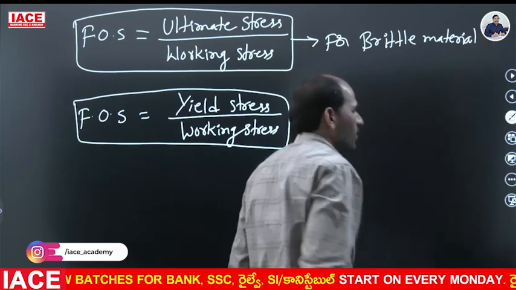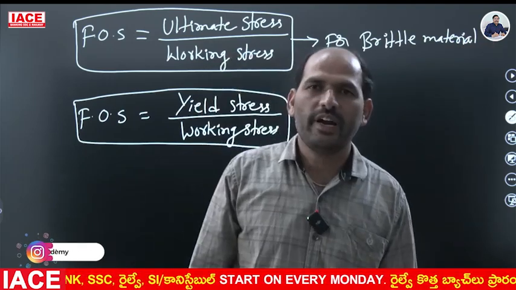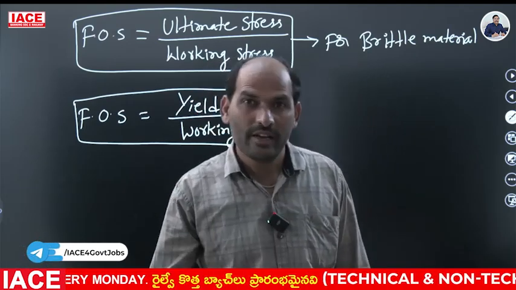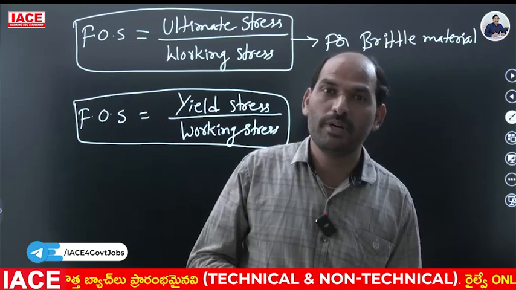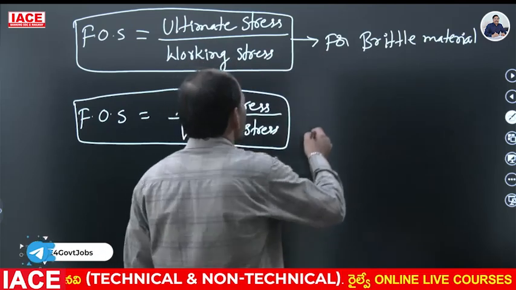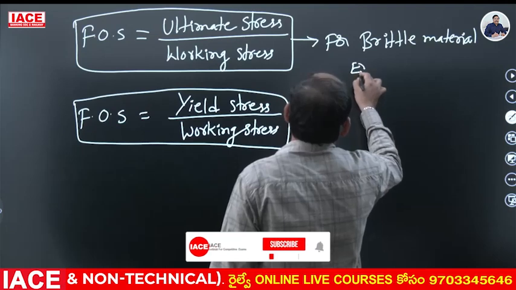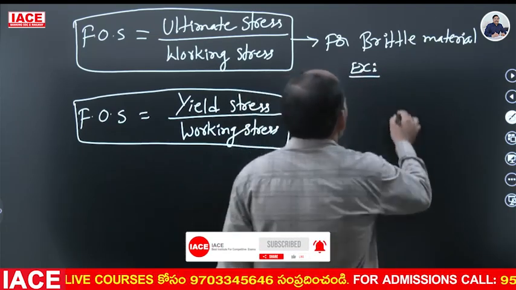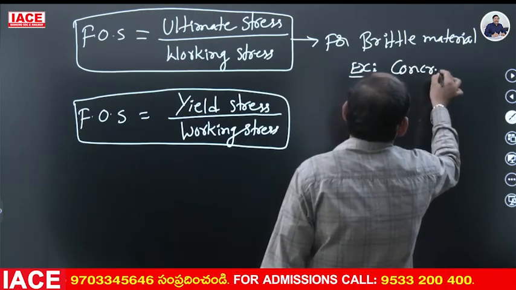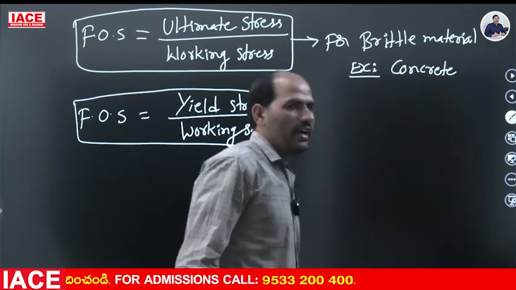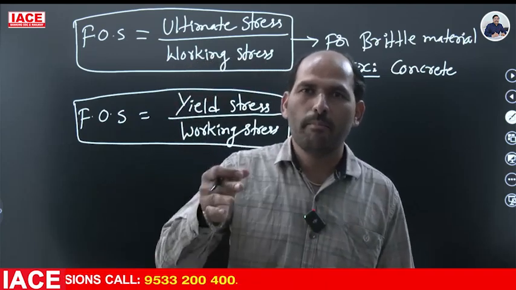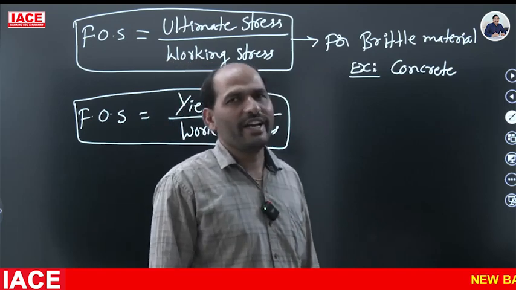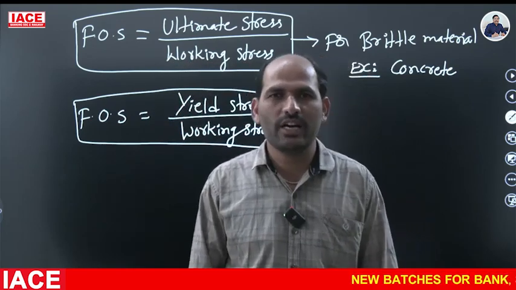It is applicable for brittle material, right? Brittle material means a chalk piece is a brittle material, and plain concrete, PCC, is a brittle material. The example of brittle material is PCC, simply we call it concrete. Concrete is the best example of a brittle material. Concrete, that means plain cement concrete.